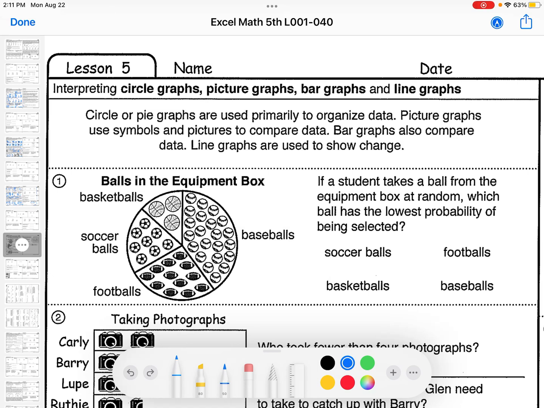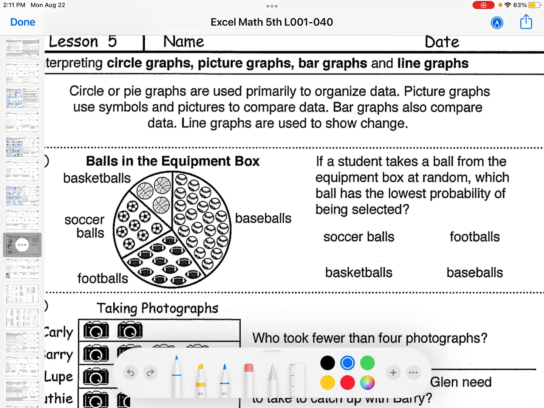This is Mr. Bedley, and we are on 5th grade Excel lesson number 5. We're going to learn about different kinds of graphs today. Circle graphs, picture graphs, bar graphs, and line graphs. All of these are a visual representation of what's called data, and that means numbers about stuff.